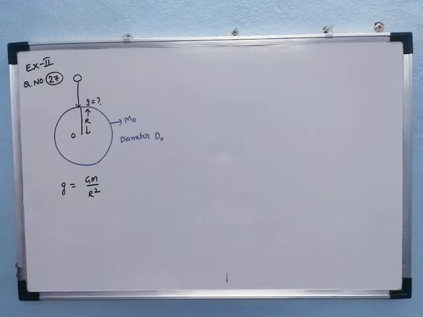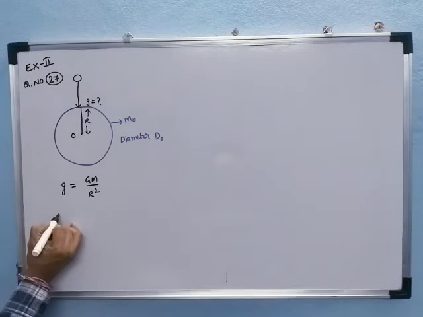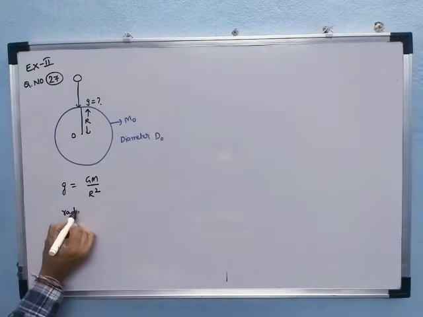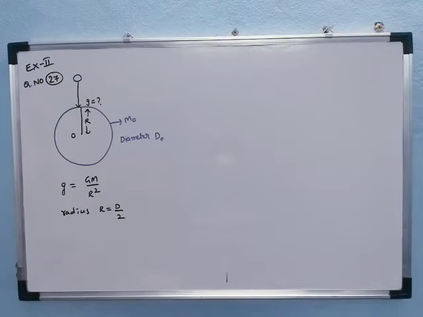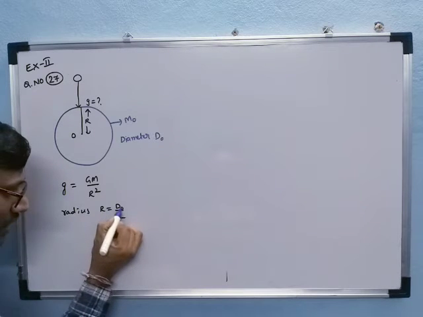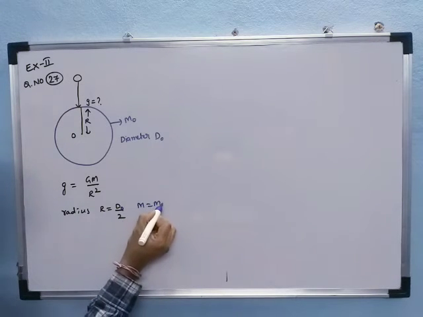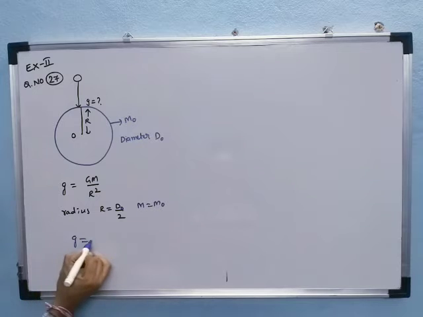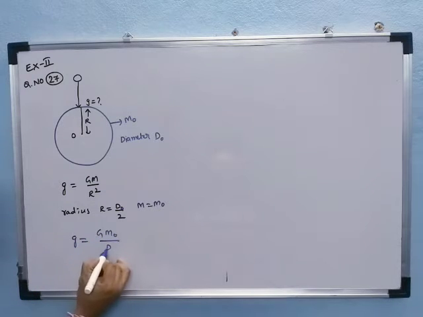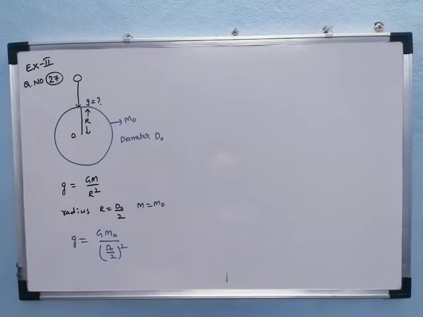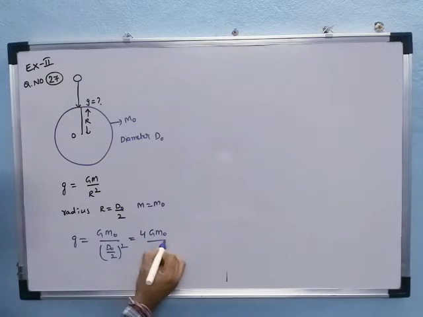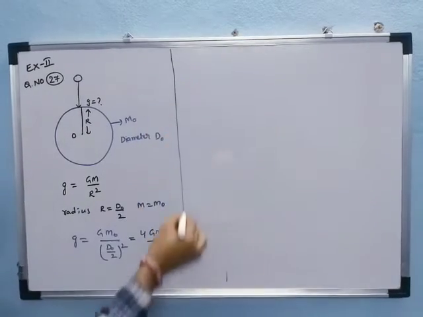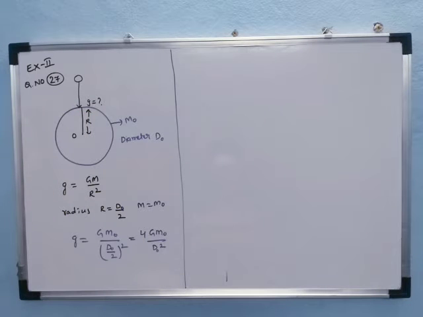Now, but here the diameter is given. So the radius R is equal to diameter by 2. Here the diameter is d0, so R is d0 by 2, and the mass m is given by m0. Substituting these two values, g is equal to G into m0 by (d0 by 2) whole square. Now take the denominator of the denominator to the numerator: 2 whole square is nothing but 4. So g is equal to 4G m0 by d0 square. This is the acceleration due to gravity at the surface.